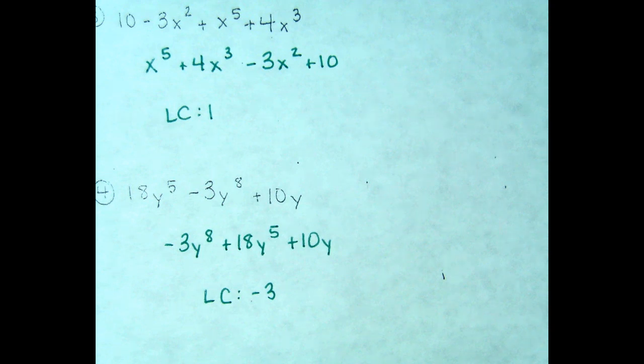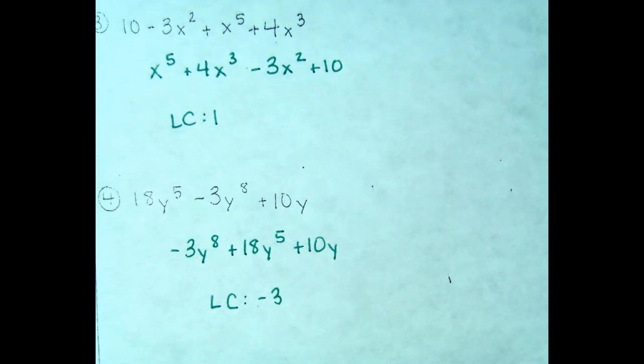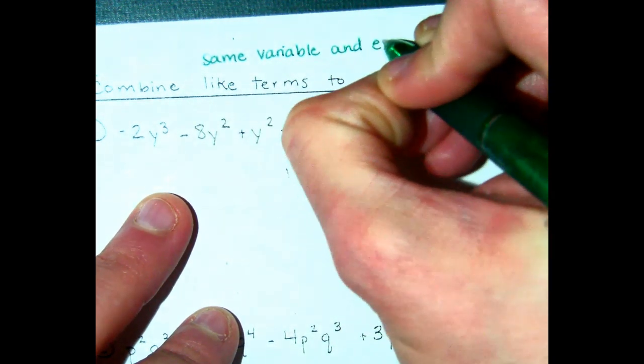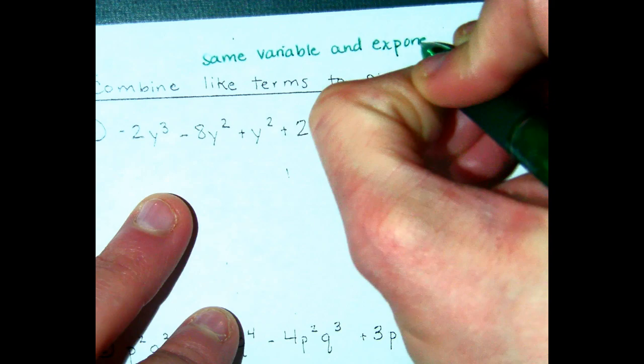Alright, guys. The last 4 are about combining like terms, which you have done over and over and over again. But you need to know that a like term is something that has the same variable and the same exponent. So we're going to write that right there. A like term is something that has the same variable and exponent. If the exponent's not the same, they are not like terms.